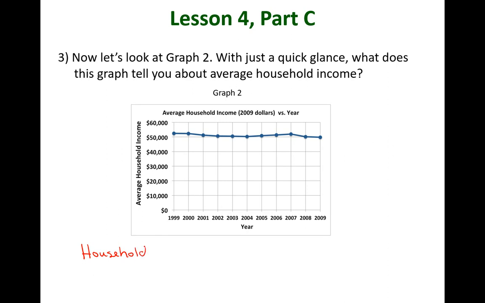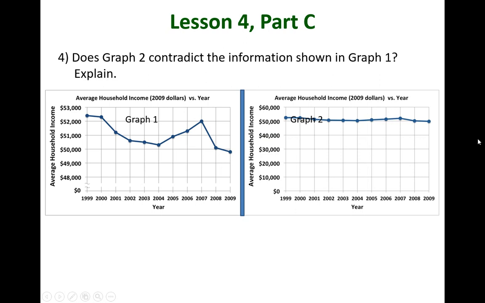Household income was stable from 1999 to 2009. Doesn't mean it didn't change at all. We can still see small changes, but it doesn't look like it changed nearly as much as it did in that earlier graph. Let's look at that and let's think about why that other graph looked so much more volatile.